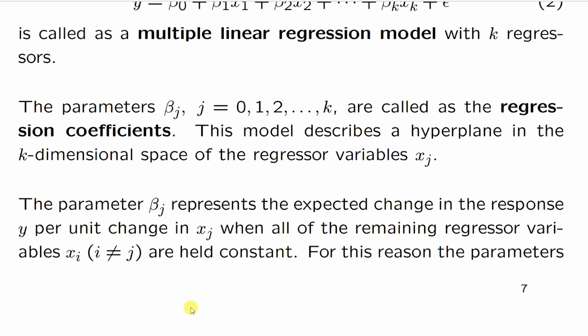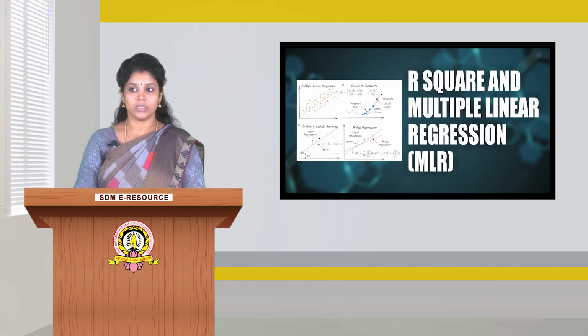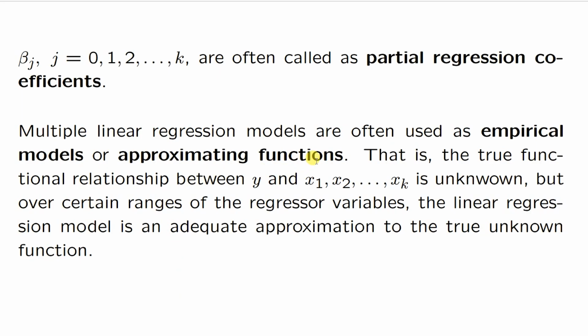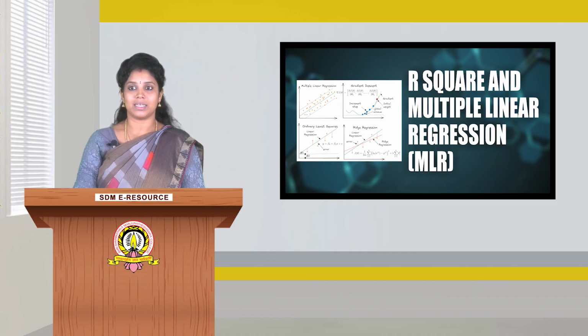The parameter beta j can be interpreted as the expected change in the response y per unit change in xj when all of the remaining regressor variables xi, where i not equal to j, are held constant. So due to this, we call the parameters beta j as partial regression coefficients. Multiple linear regression models are often used as empirical models, or they can also be used as approximating functions. Now let us look at some examples. The models that are more complex can still be analyzed by using the multiple linear regression technique.